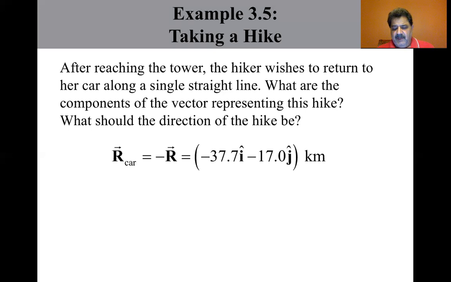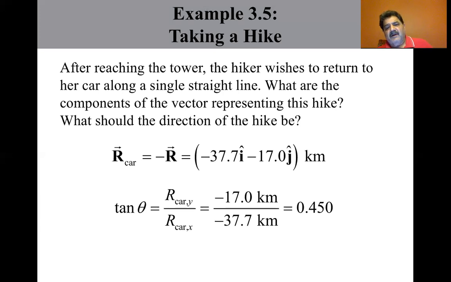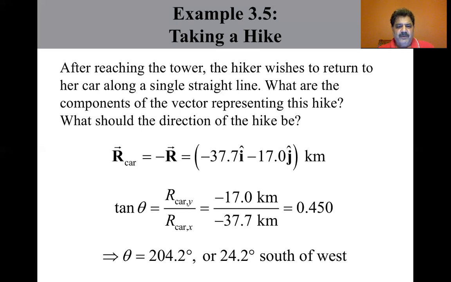The direction is found by calculating the angle that the vector makes with the x-axis. So tangent theta, the y over the x, equals 0.45. So you end up with 204.2 degrees, or 24.2 degrees south of west. So that's the direction that she should go.